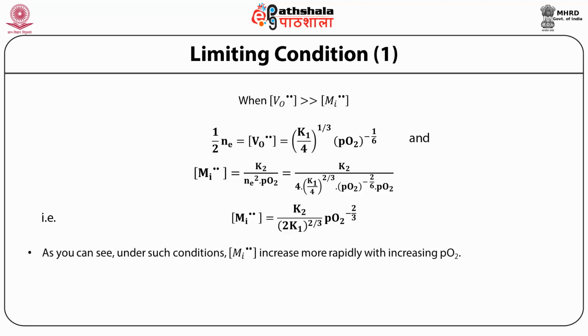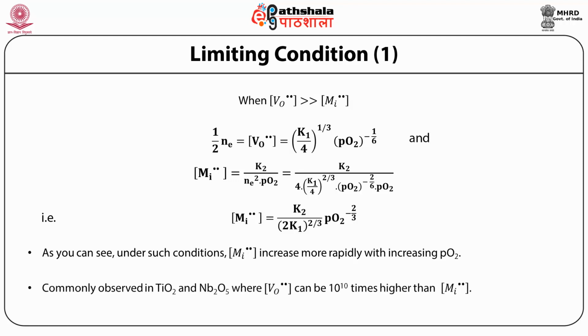As you can see, under such conditions, the concentration of Mi double dot increases more rapidly with increasing PO2. This is commonly observed in titanium oxides and niobium oxides, where the VO double dot concentration can be 10 to the power 10 times higher than that of the concentration of Mi.